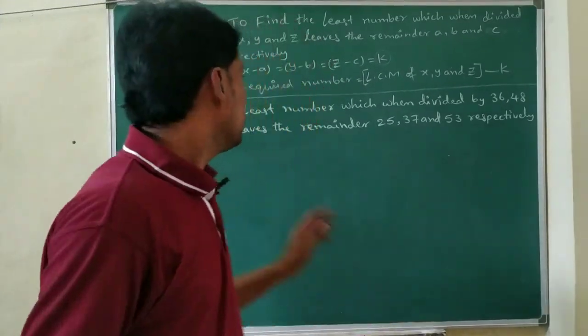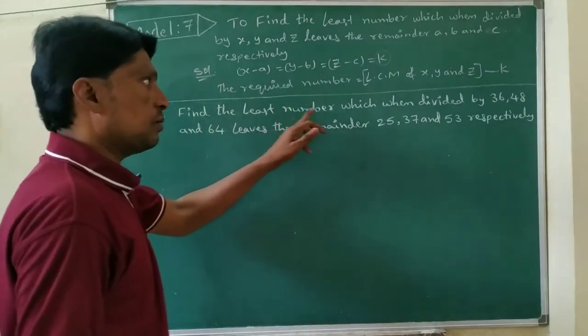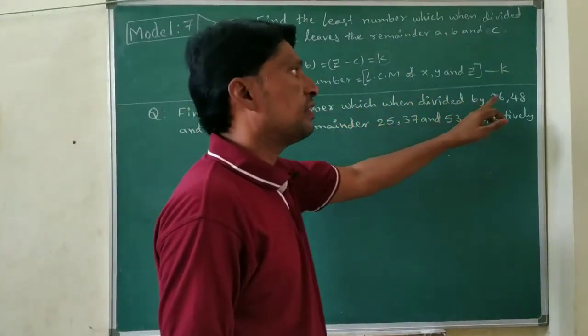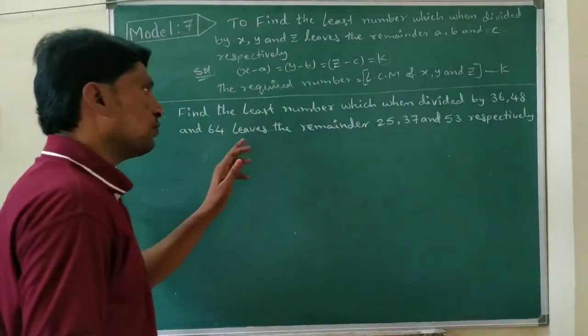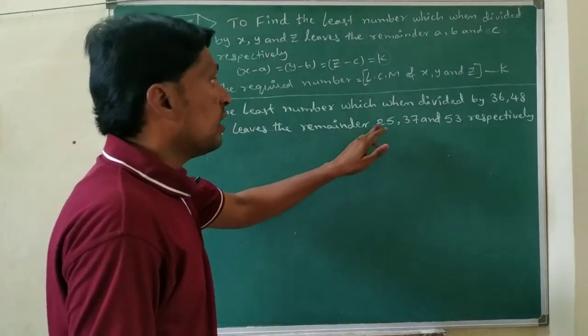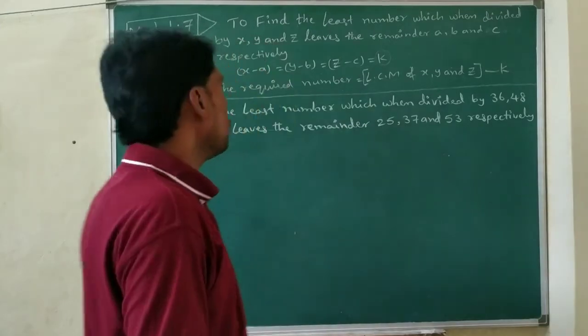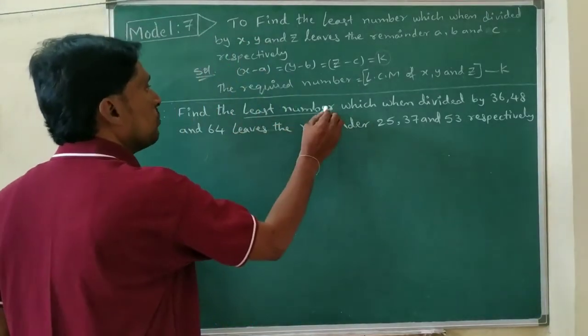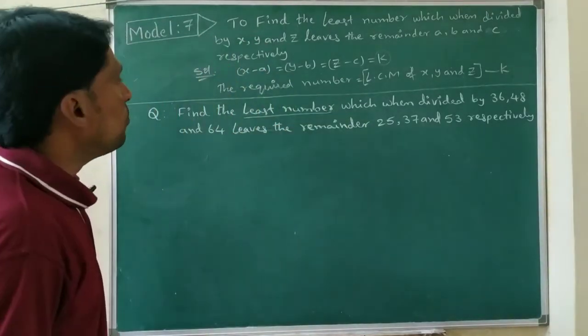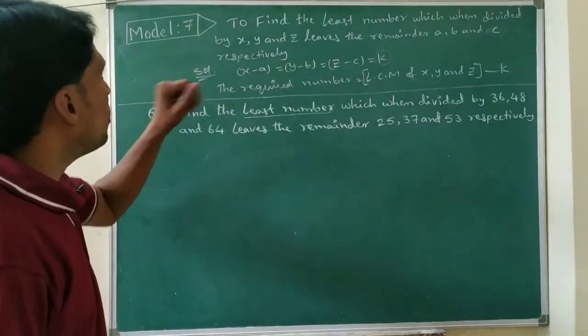Model number 7. Find the least number which when divided by 36, 48 and 64 leaves the remainder 25, 37 and 53 respectively. So here we need to find the least number. So this is model number 7.